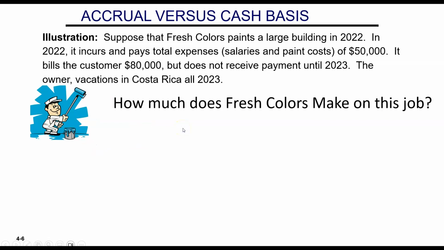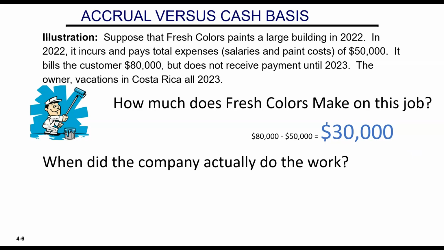Now, let's think about how much we made on this job. So if we think about the revenues and the expenses, we made $30,000 on the job. That's the important piece of information. How much are we making on the job?